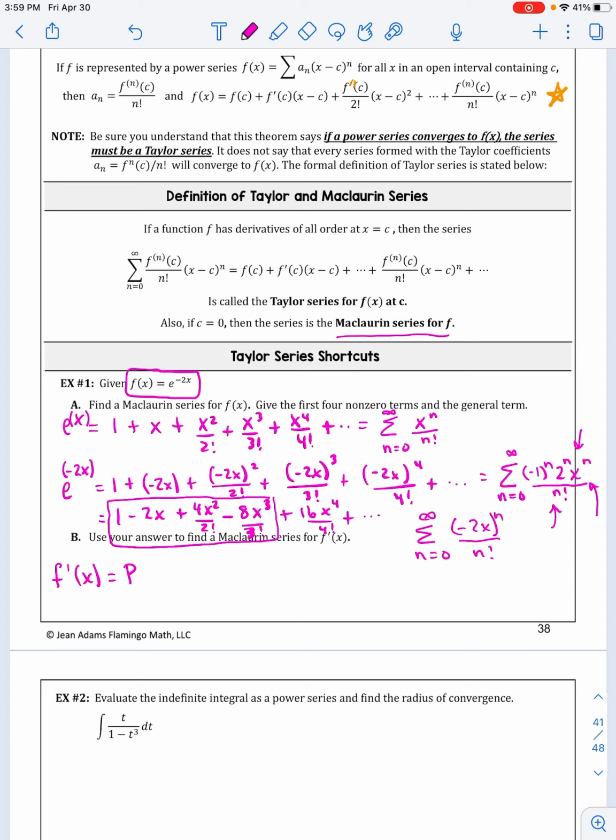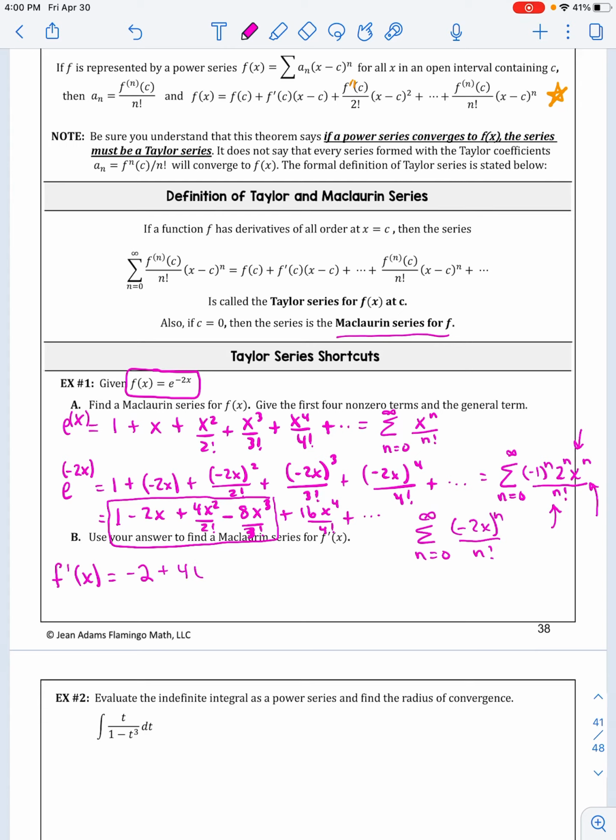And then for part B, use your answer to find a Maclaurin series for f prime of x. Well, here's where, if they want a Maclaurin series for f prime of x, usually we call the Maclaurin series like a polynomial, like p of x, so p prime of x. Well, I don't know if they're going to like it written like that. Let's just say that f prime of x is equal to, and now you're going to take the derivative of every one of these.